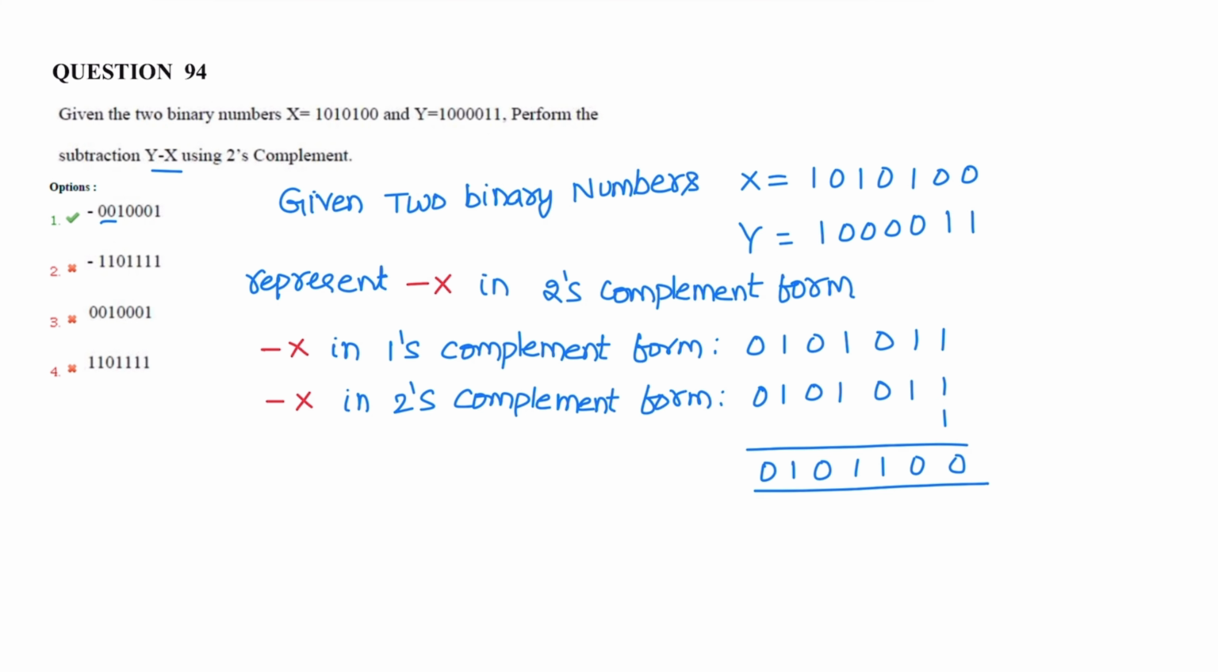So 1 plus 1 in binary addition is 0, so carry will be generated. So carry will be 1. Again 1 plus 1 is 0, carry will be 1. So 0 plus 1 is 1. And finally we will get 0 1 0 1 1 0 0. This is the 2's complement of minus x.